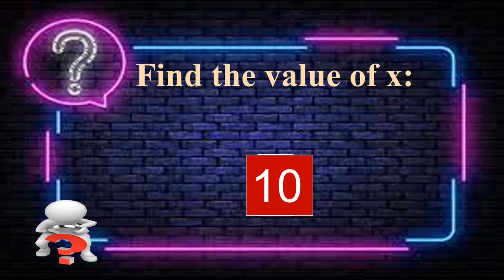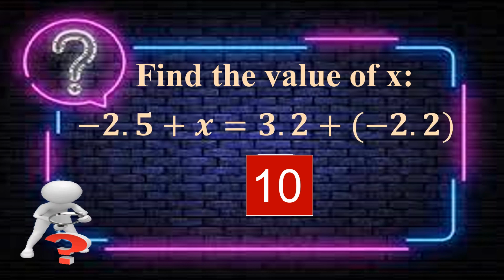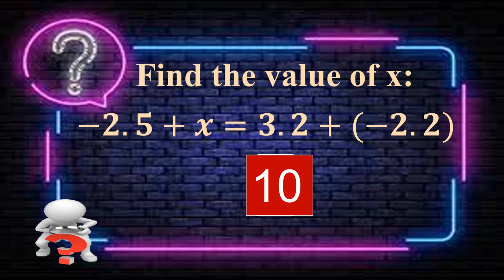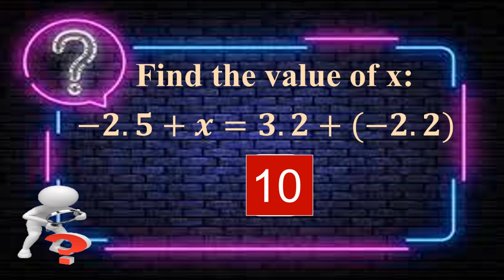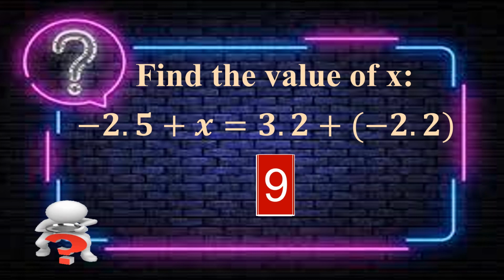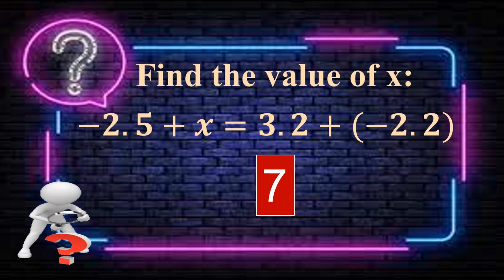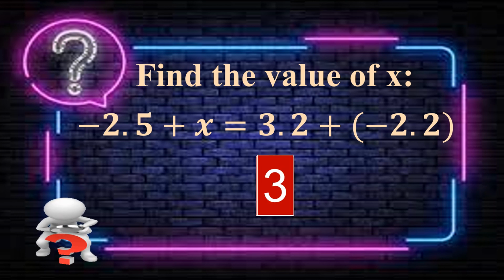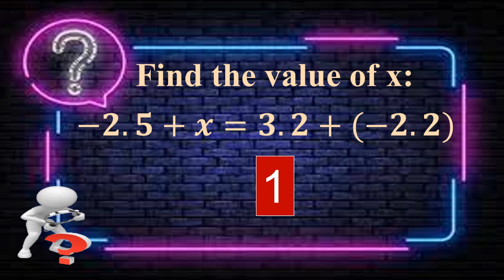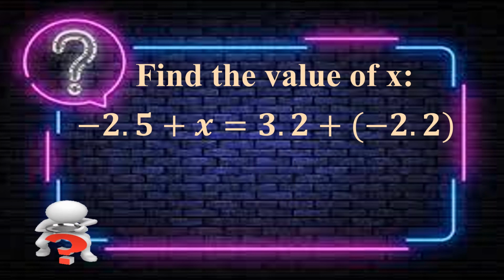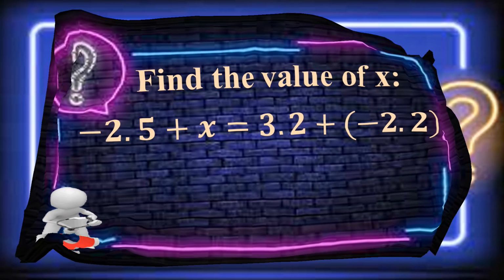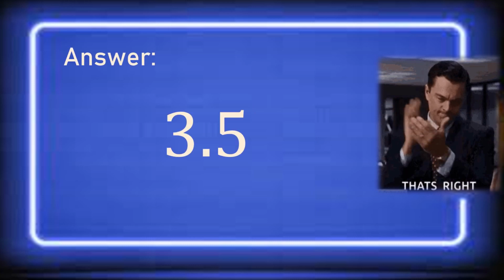Now let us have another one. Find the value of x. Negative 2.5 plus x is equal to 3.2 plus negative 2.2, in 10 seconds. That's right. The answer is 3.5.